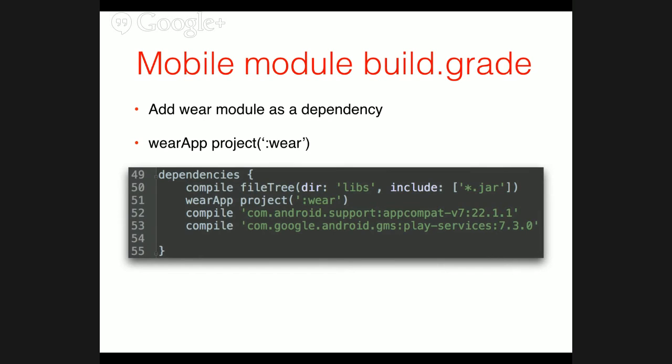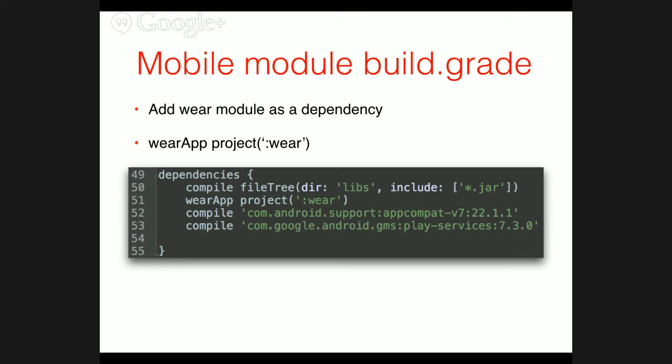After that, in your mobile module build Gradle, you'll need to add the Wear module as a dependency. You add it like this: Wear app project and the name of the Wear module. This is how they are bound. Okay, I have added here appcompat and Play Services, but it's not required.